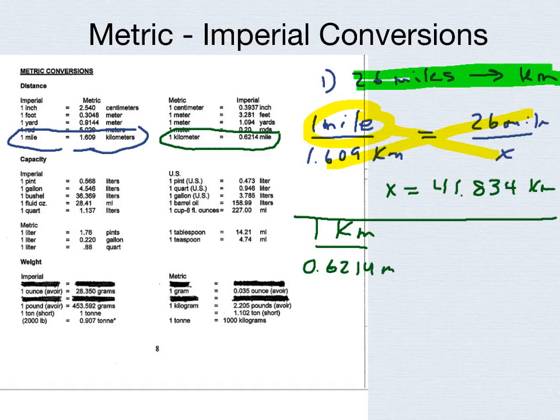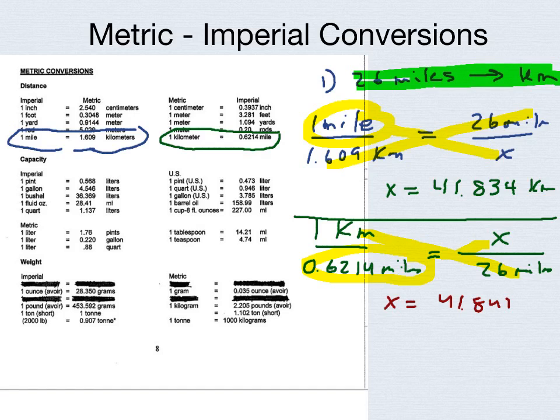0.6214 miles. So how many kilometers, x, would go on the top, would be the equivalent to 26 miles on the bottom. So you would then take your 26, multiply it by the 1, and then divide by the number across from the x. 26 times 1, of course, is 26. Divide that by 0.6214. You're going to get a calculator answer of 41.841.